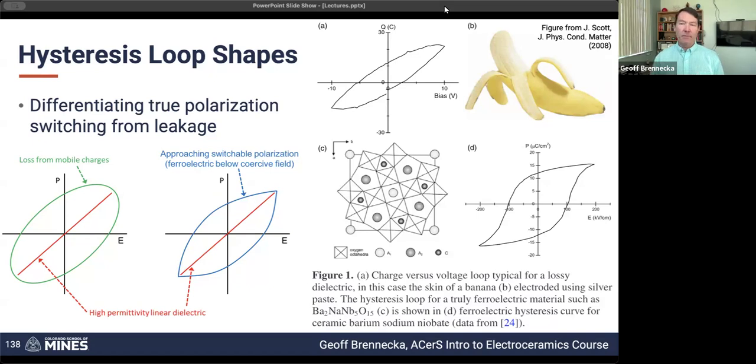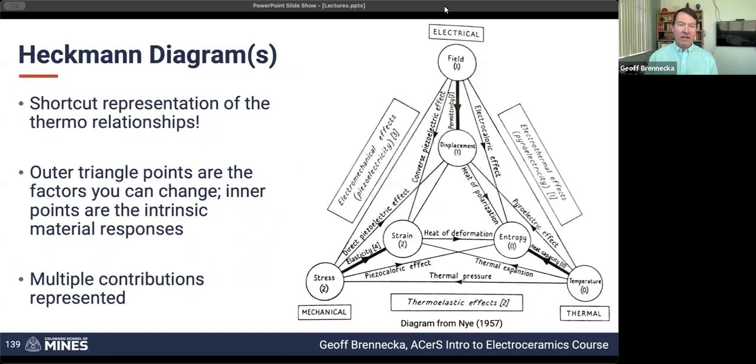All right, if not, we will get back to the Heckman diagrams. And again, this is really just a shortcut to represent what's happening, whether you like it or not. You've got coupling between a bunch of different characteristics and a bunch of different properties in your materials, because the materials that we care about that are piezoelectric and or are ferroelectric are also pyroelectric, and they show an electrocaloric response and all of these other things.